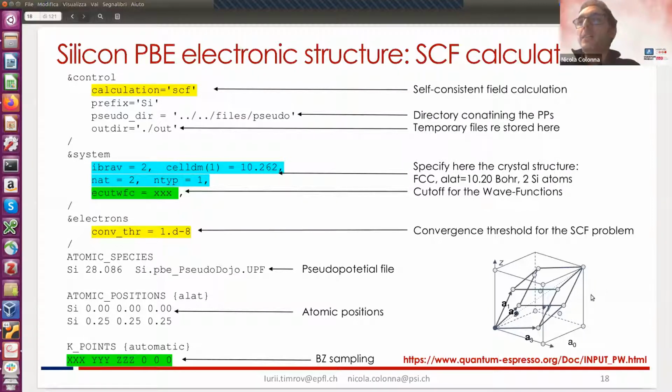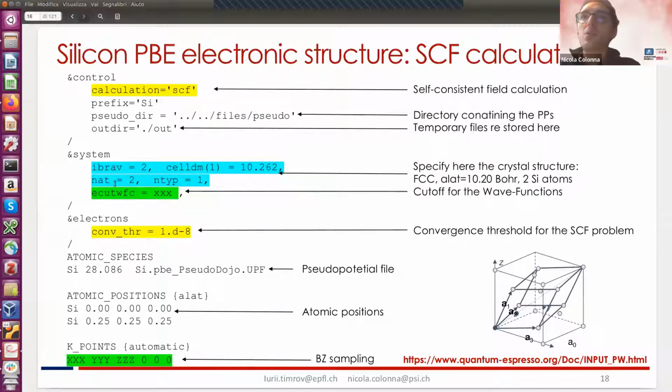And then, since this is a cubic system, the only thing that specifies the crystal is really the lattice parameter of this cube, and this is called celldm(1). If you have a more complex system, you would need to specify other parameters. In this case, we use the experimental lattice value that is 10.262 Bohr.